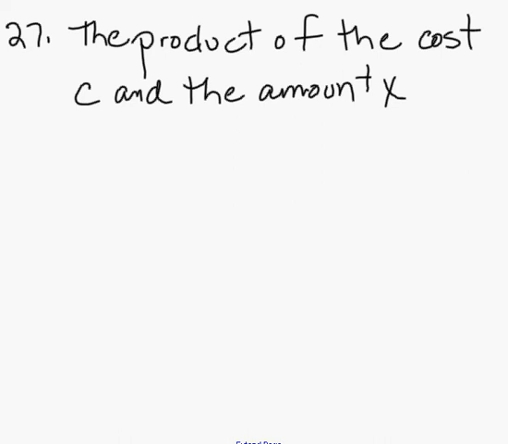Number 27, we're still translating the verbal statement into an algebraic expression. It says the product of the cost C and the amount X. So they're telling us to name cost C, and they're telling us to name amount X. And if I want the product of those two, product indicates that I multiply, of course. So the product of those two is simply CX.